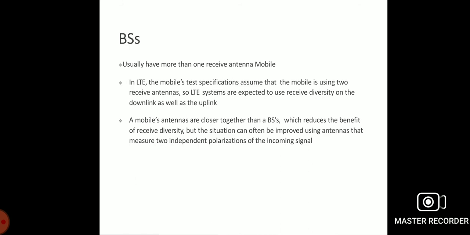Now in the receiving diversity method, the base station side usually has more than one receiver antenna. The mobile test specifications assume that the mobile is using two receiving antennas. So the system is expected to use receiver diversity on the downlink as well as the uplink. Mobile antennas are closer together than at the base stations, which reduces the benefit of receiver diversity. But the situation can often be improved using antennas that measure two independent polarizations of the incoming signal.